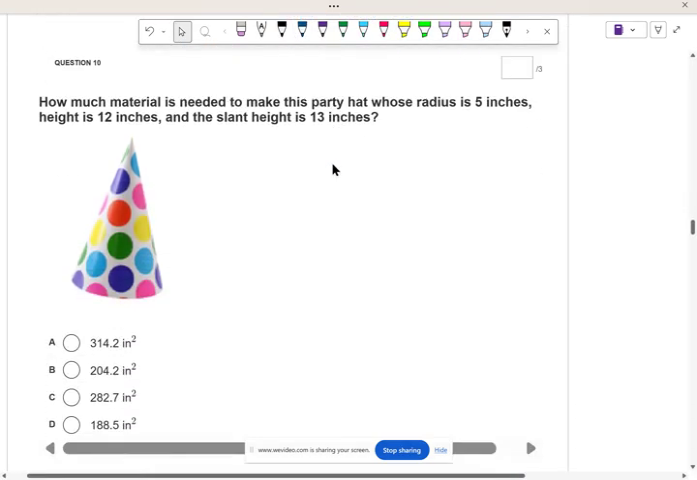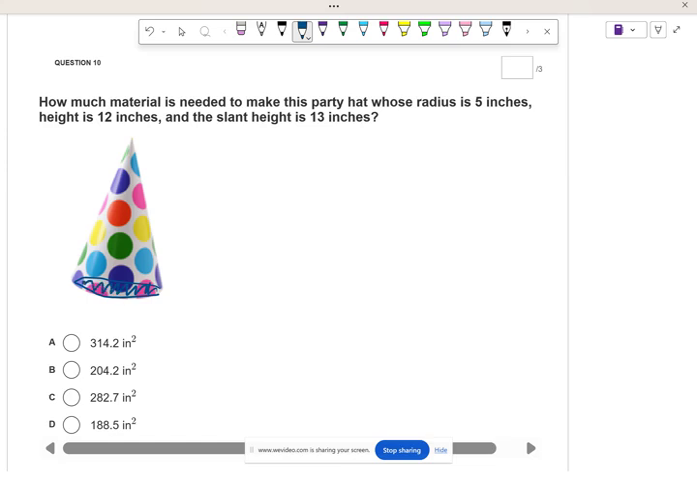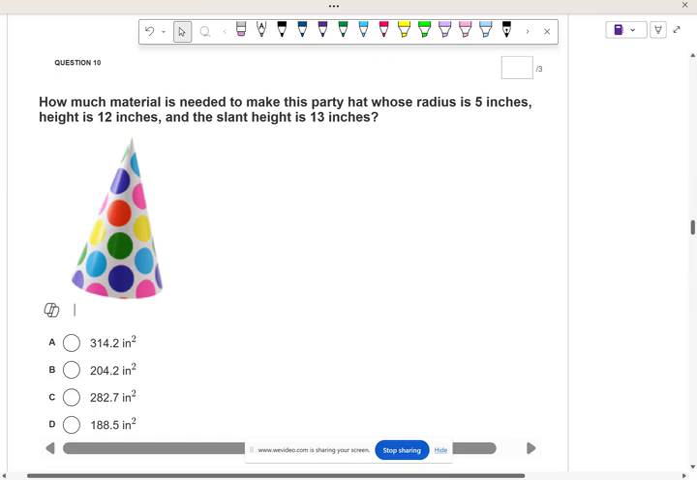Number 10, how much material is needed to make this party hat whose radius is 5, the height is 12, and the slant height is 13? All right, they give us everything we need. We just have to decide, to make this party hat fit on our head, should we have a bottom down here that's been covered up, or is it hollow so it'll fit over our round head? All right, to put a party hat on, it needs to be hollow.